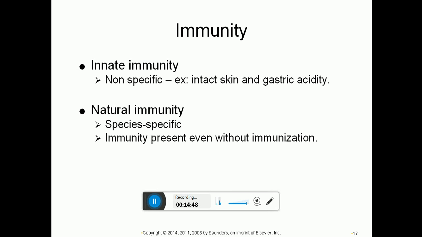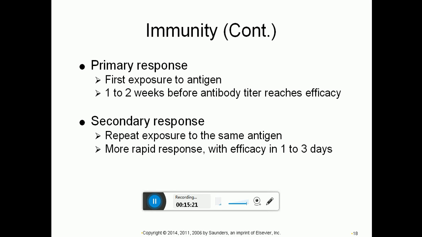Now again, going back to some things that we've already talked about, the innate and natural immunity. Innate immunity, this is something that's very nonspecific. So just our intact skin, our tears, the gastric acidity, all of these are innate kinds of immunity that we have and we use regardless of the kind of antigen coming in. Natural immunity, though, is kind of species specific. And this kind of immunity is present even if we don't get the immunizations against these antigens.